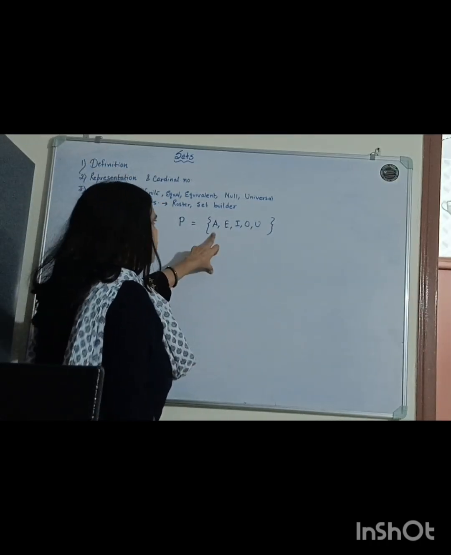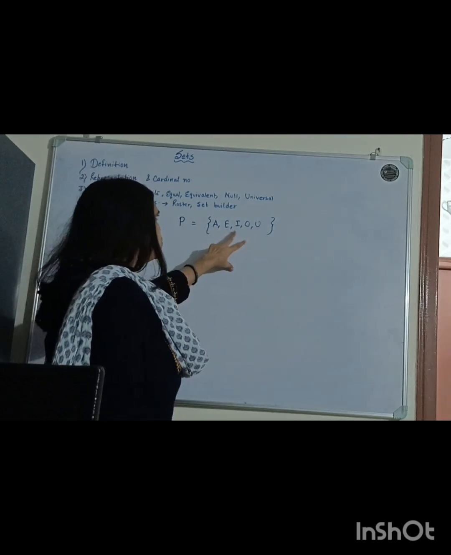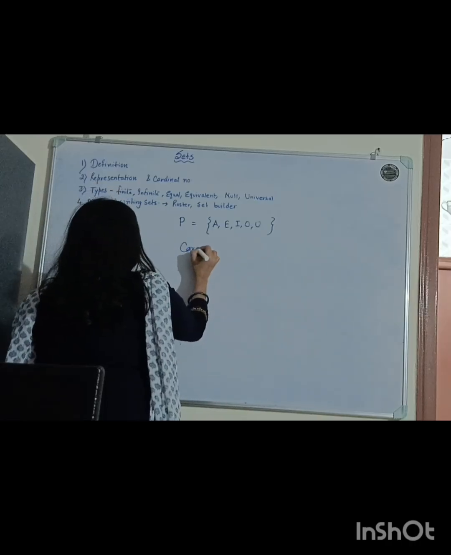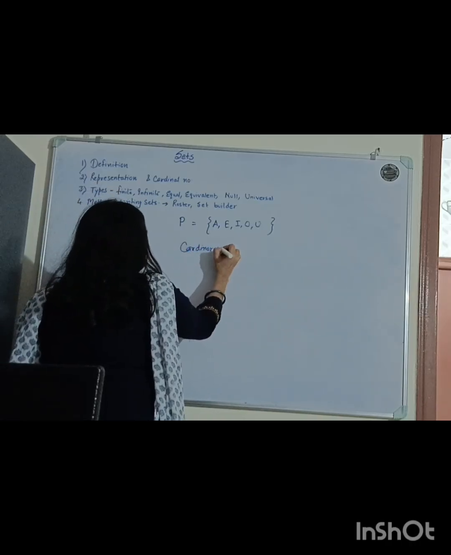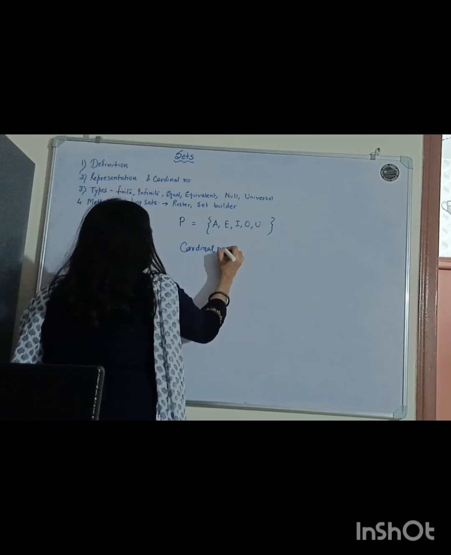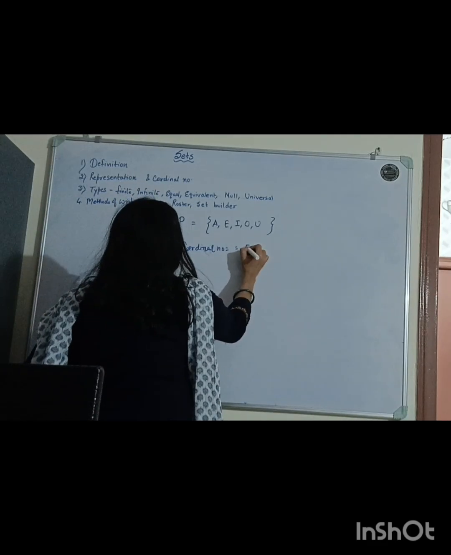Now how many members are present in this set? In this set you can count 1, 2, 3, 4, 5. So this is called the cardinal number of the set. Cardinal number of any set equals the number of elements present in that set. So here the cardinal number will be 5.